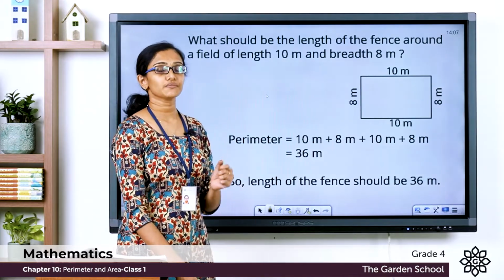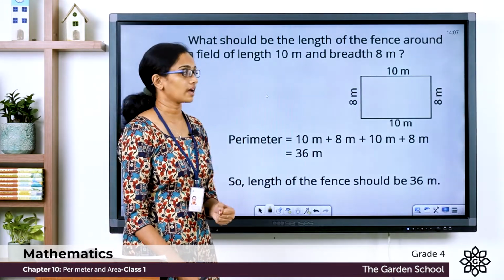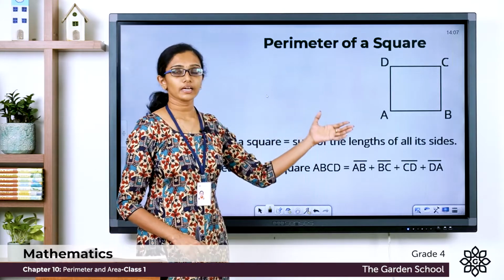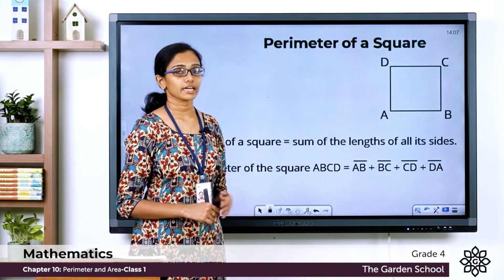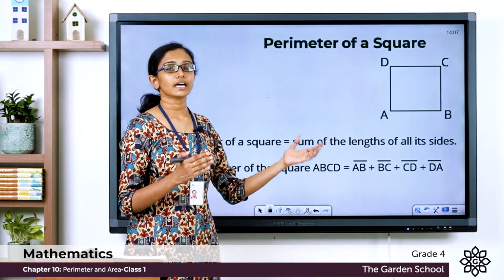Now, we will see how to find the perimeter of a square. See, this square is also a special rectangle which has all its sides equal.